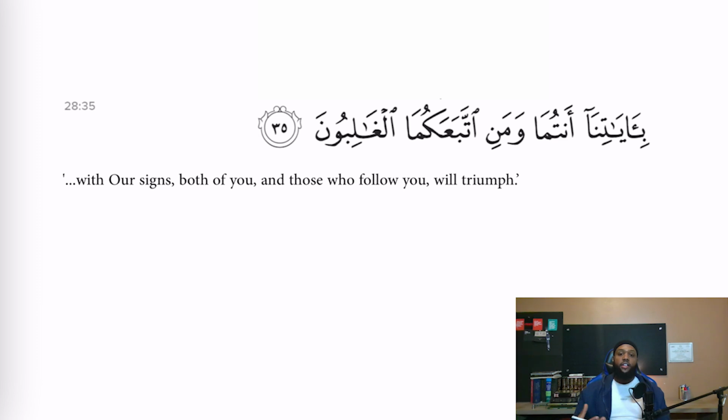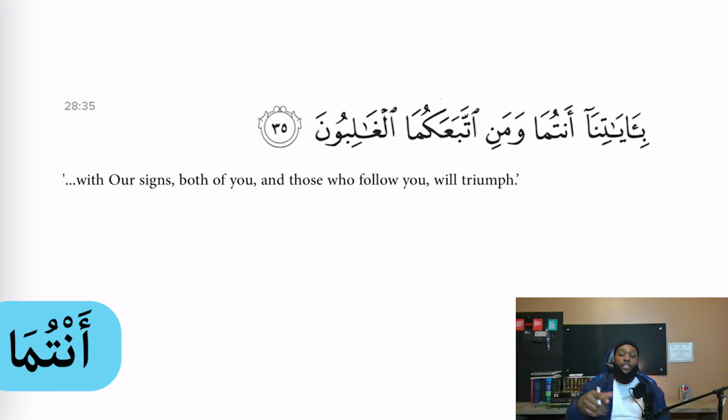And then we see here antuma, meaning you in the dual form, right? So you two, both of you. And just like huma in the dual form, there is no change between the masculine and feminine, right? So whether we're talking about two males or two females, it's going to be the same.